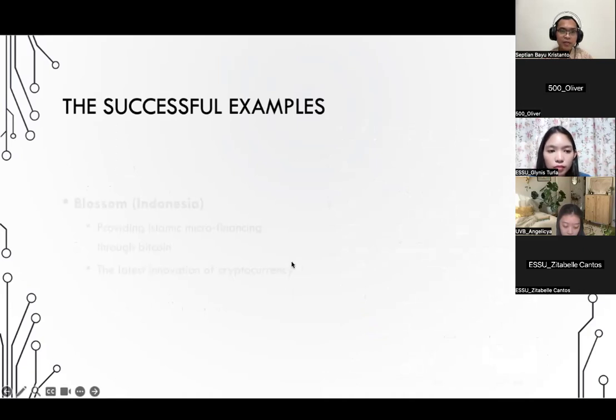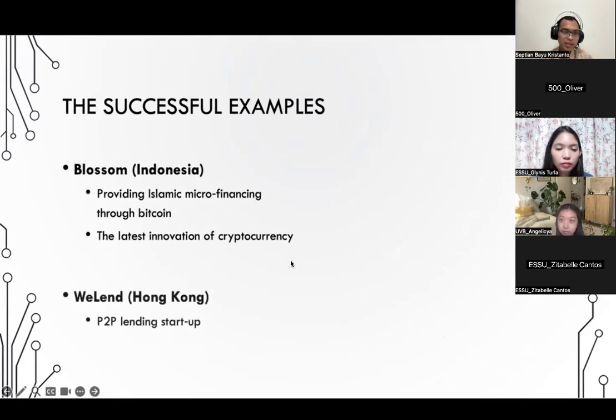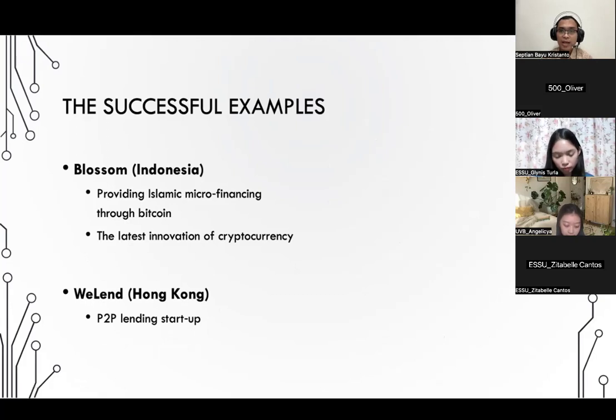And another successful example is Blossom in Indonesia. Blossom provides microfinancing, and they can use Bitcoin transactions. This is the first time we can trust Bitcoin.